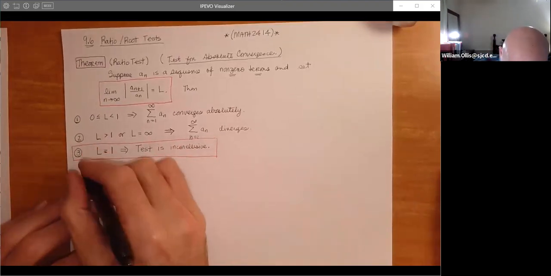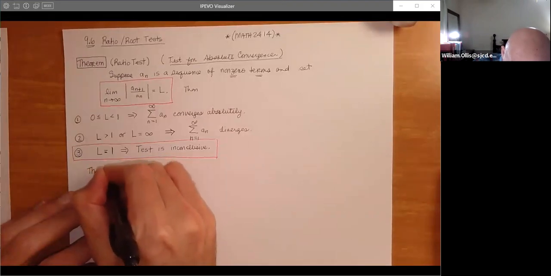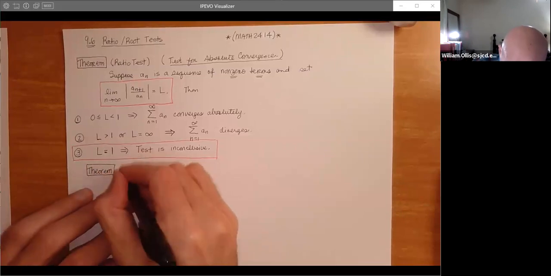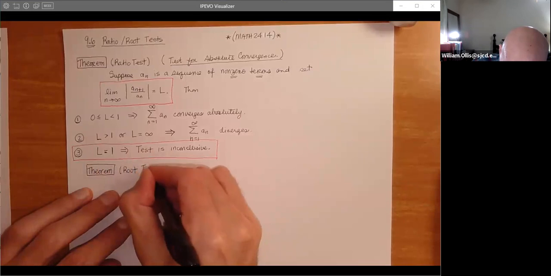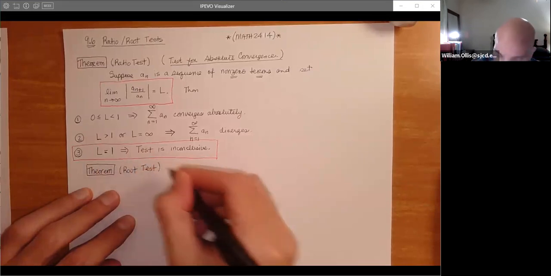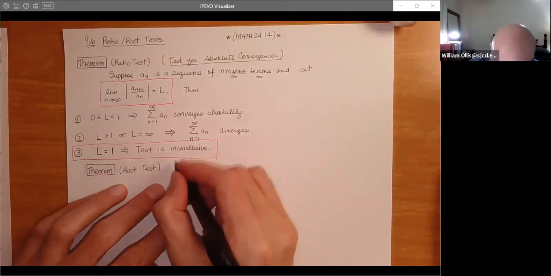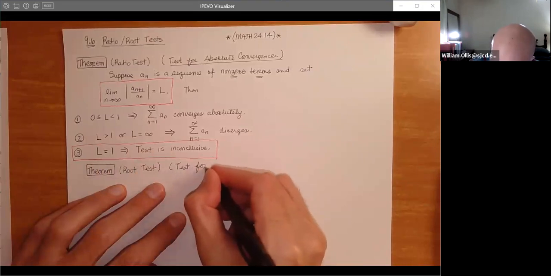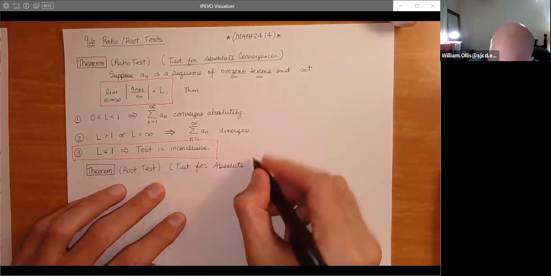Now, the next theorem, and we're going to do several examples of this because you're going to need to see them, will be the root test. And again, the name is aptly given because we basically have to execute an nth root. So again, this is a test for absolute convergence. So very powerful.